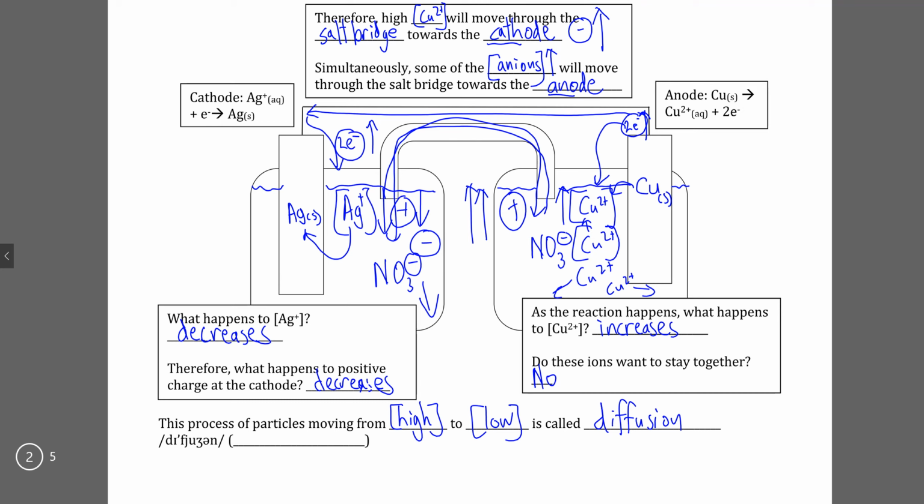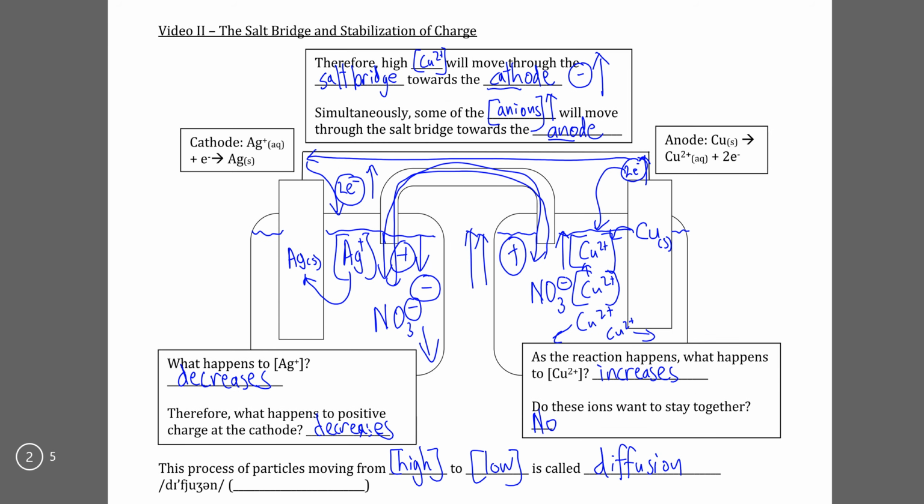So in addition to stabilizing the charge imbalance, doing so naturally creates the conditions that will allow electrons to keep flowing from the anode to the cathode in order for our electrochemical cell to continuously generate power.